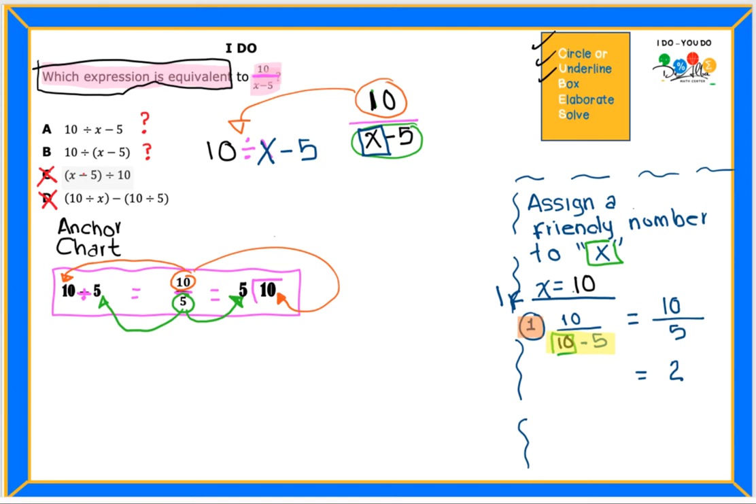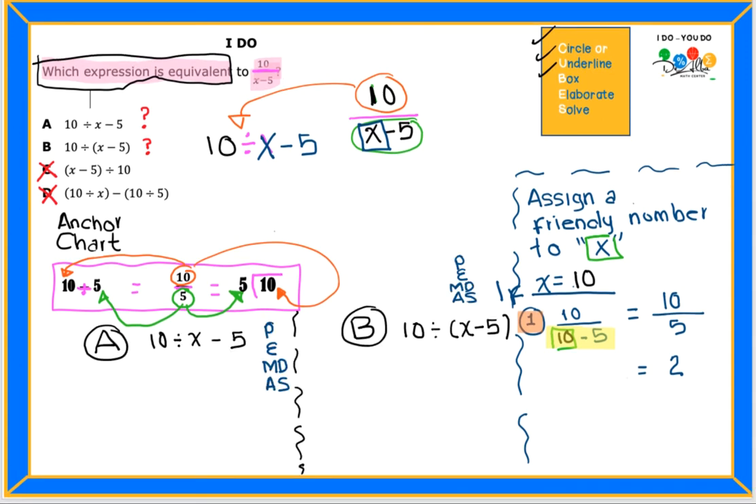Now I need to follow order of operations. So I'm going to follow order of operations and work out A and B with the value that I assigned to the x that is equal to 10. And the one that is correct needs to give me this value of the 2 that we know is correct. So I'm going to make those notes down here.